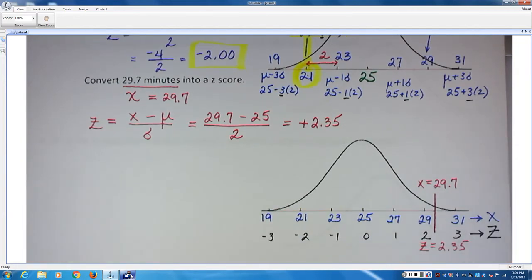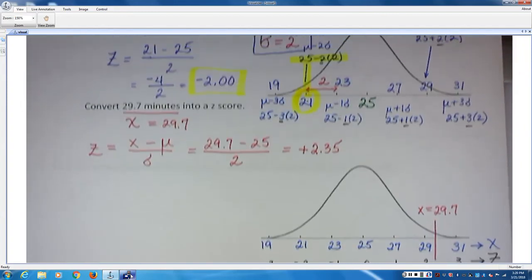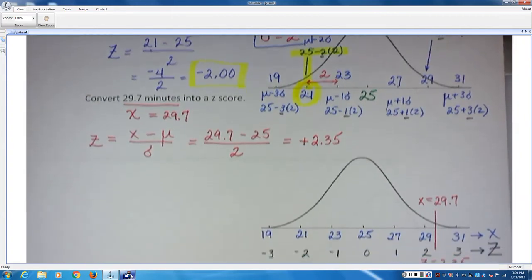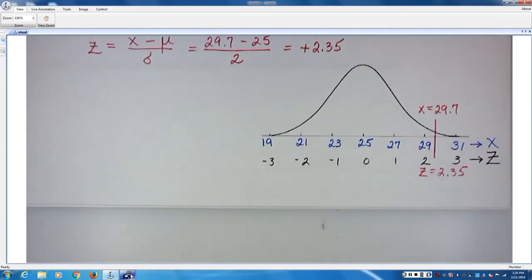So be sure that you understand that those two are actually the same thing. Those are saying the same thing. Z is equal to 2.35, X is equal to 29.7 in this problem. Okay? So when you calculate a Z-score, the purpose of calculating the Z-score is mostly just to locate your X value on the horizontal axis of your curve.